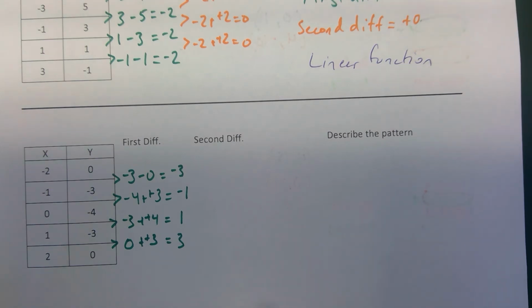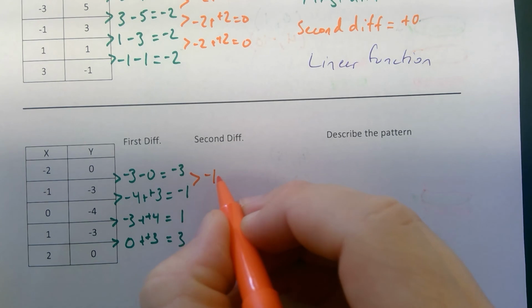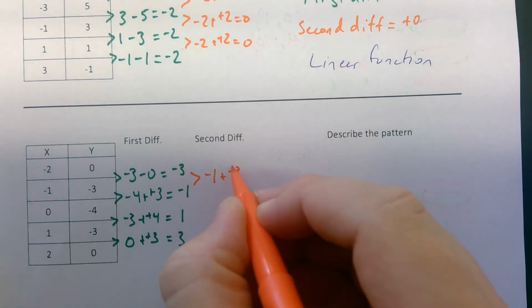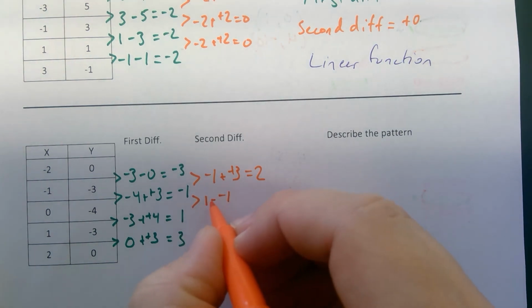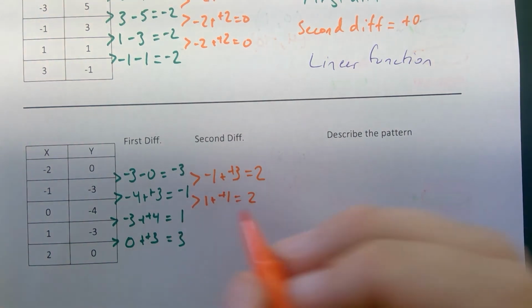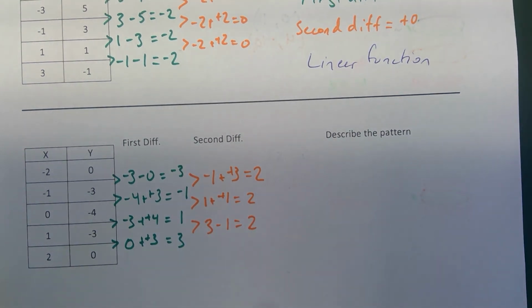But let's find the second difference and see if we can see a pattern. So once again, take the second one minus the first one. So -1 minus -3. So -1 plus 3 is 2. 1 minus -1, so 1 plus 1 is 2. And then 3 minus 1 is 2. Interesting. Okay, so if we look at the pattern here, I don't see a pattern in our first difference in the green, but I do see a pattern in our second difference.